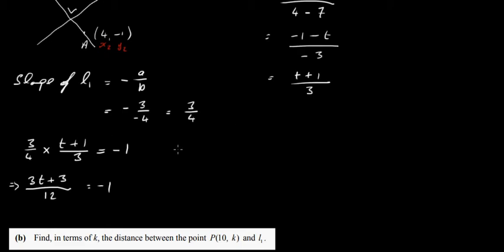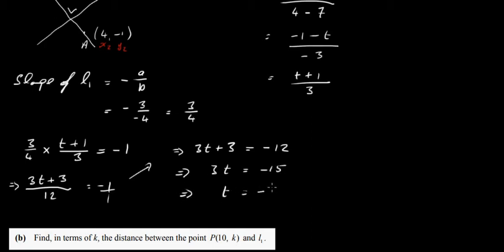Here we have a fraction equal to a fraction, so we just cross multiply. We multiply the top by the bottom, so 3t plus 3 multiplied by 1 is just 3t plus 3. We multiply the 12 by the minus 1, so that's minus 12. That gives me 3t is equal to minus 15. Dividing by 3, that gives me t is equal to minus 5. Okay, so that's it for part 1.